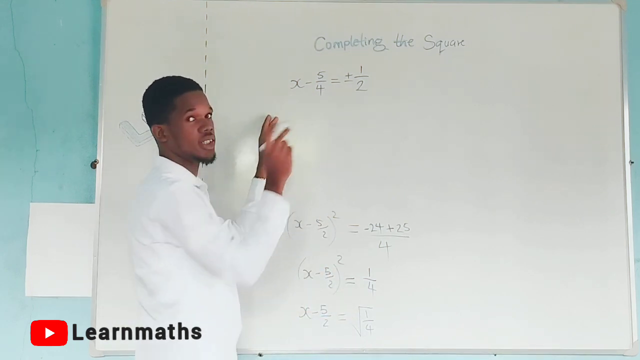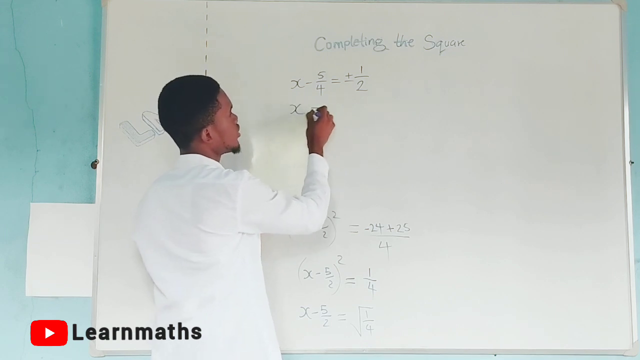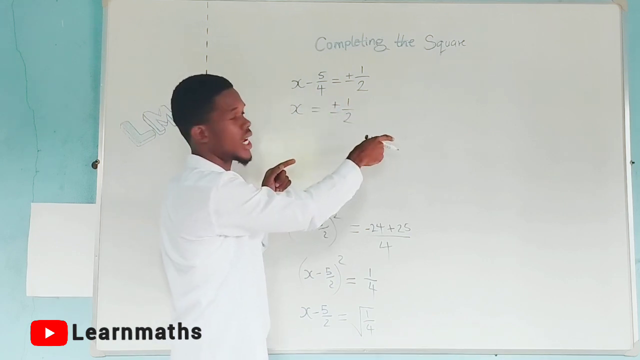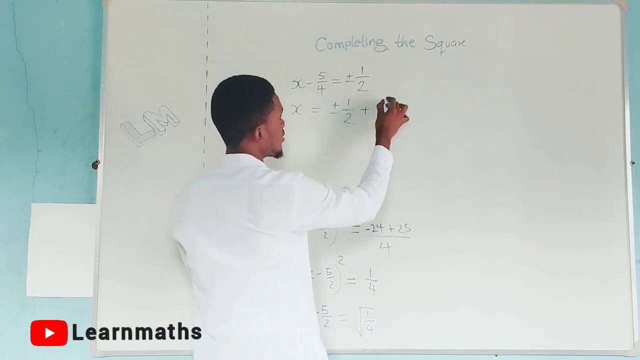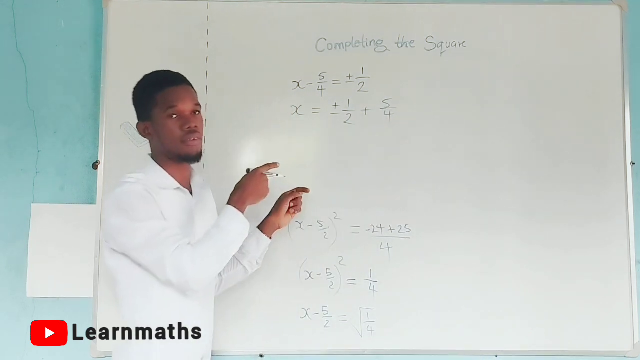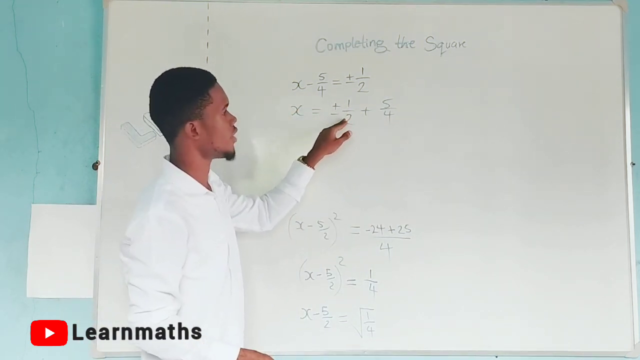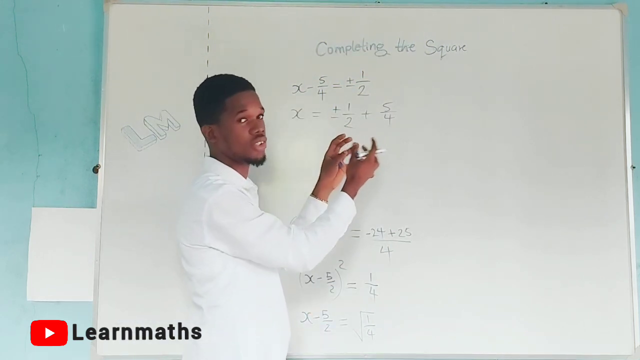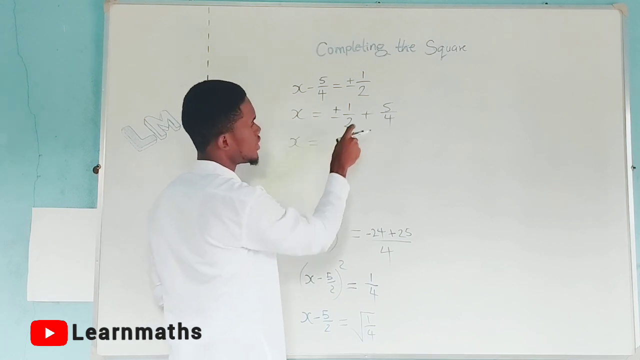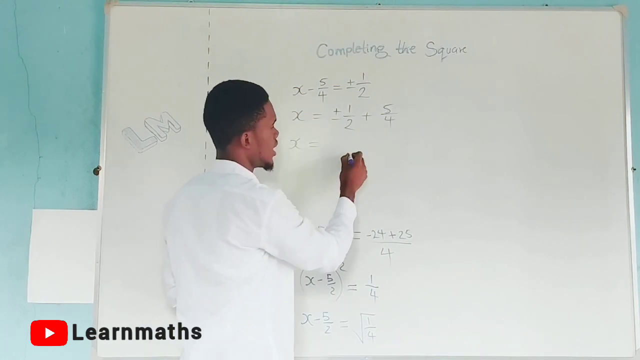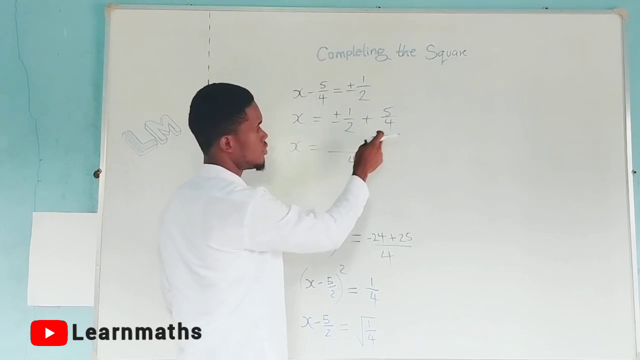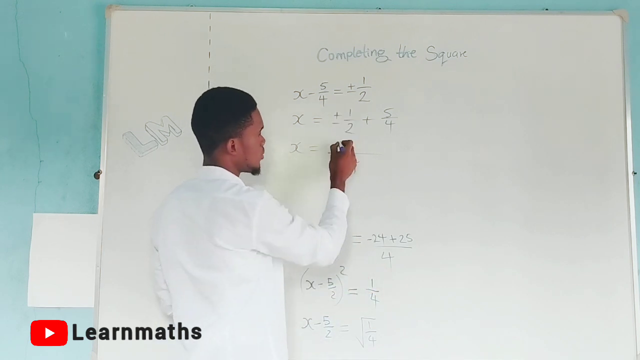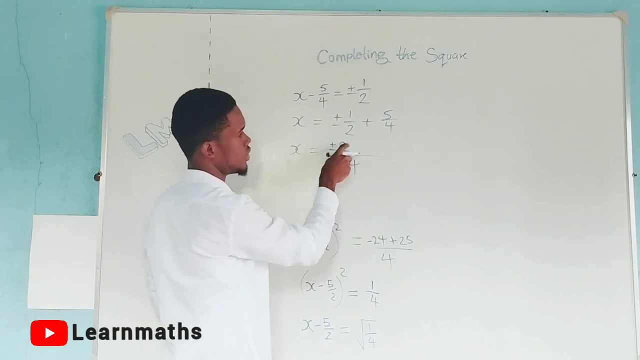So arriving at this point, this is what we do next. x equal to plus or minus 1 over 2. We send this negative 5 over 4 over the equal to sign, it becomes positive 5 over 4, right? Now that we have plus or minus 1 over 2 plus 5 over 4, we are going to put these fractions together. The LCM of 4 and 2 is 4, right? So 4 divided by 2, 2, right? 2 times 1, 2. So we're going to have plus or minus 2 here.